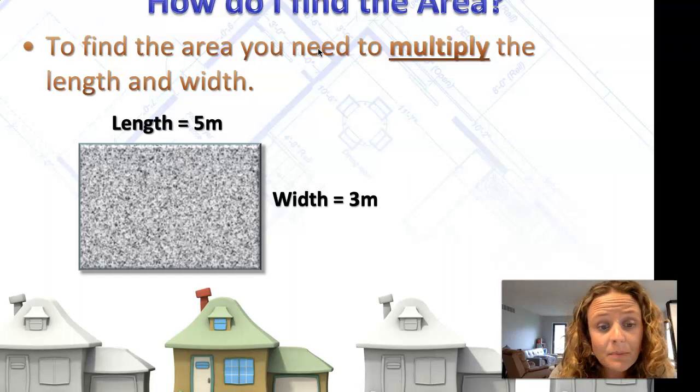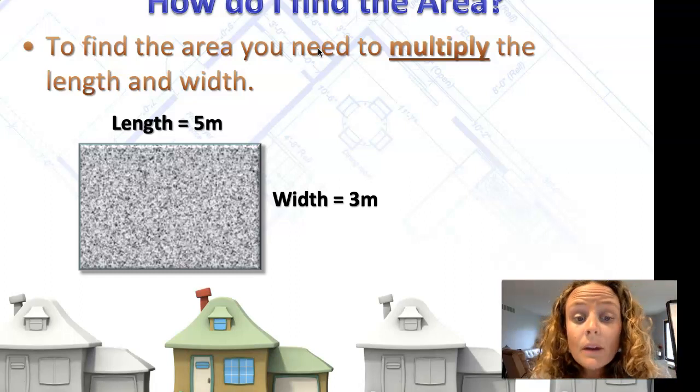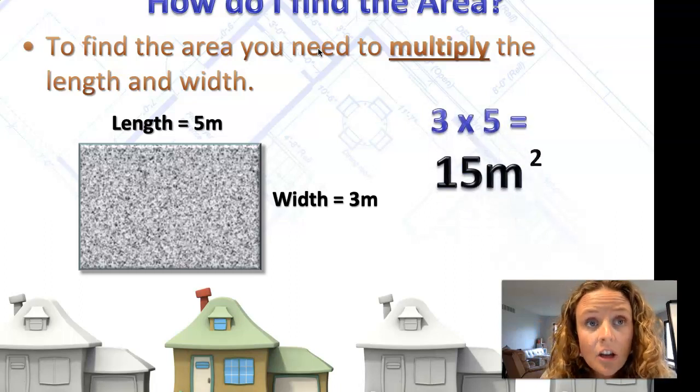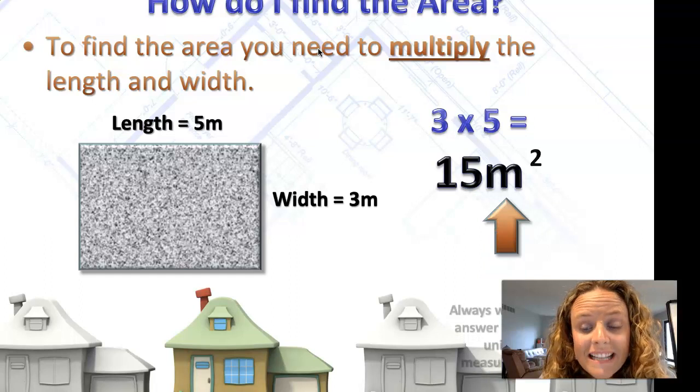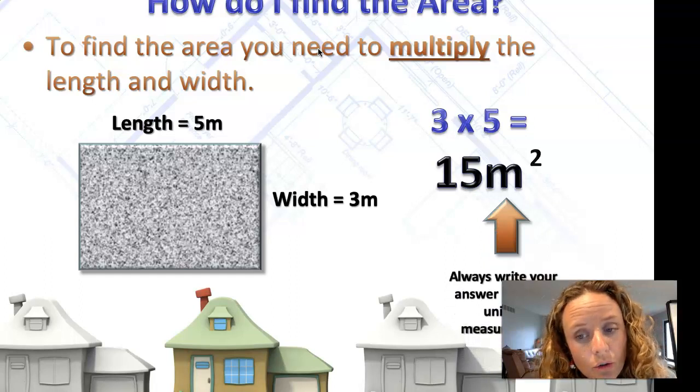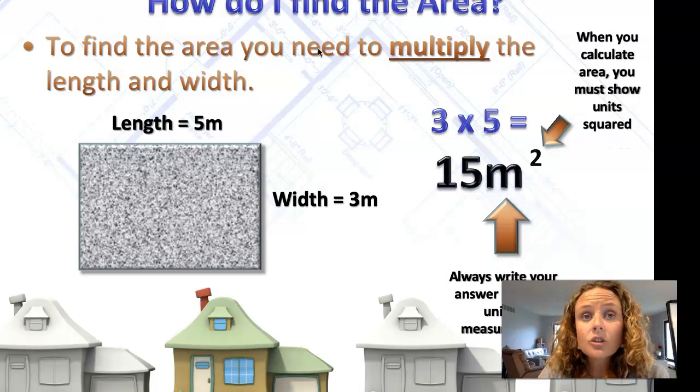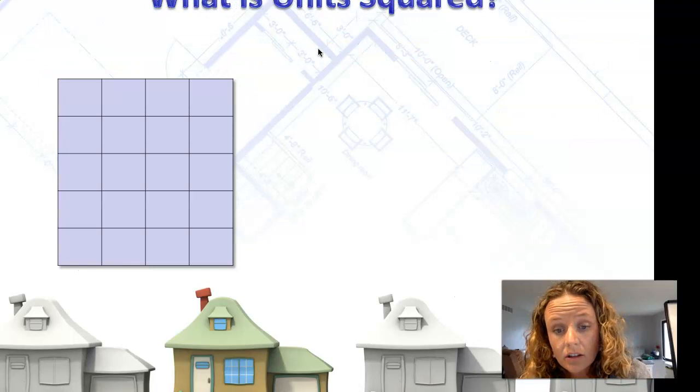So if we're looking at this piece of marble here, and the length is 5 meters, and the width is 3 meters, 5 times 3 is 15. So I put the M for meters as well as that little 2, which means squared. You can also write out square meters, or if you want to make it simple, use that little 2 symbol.